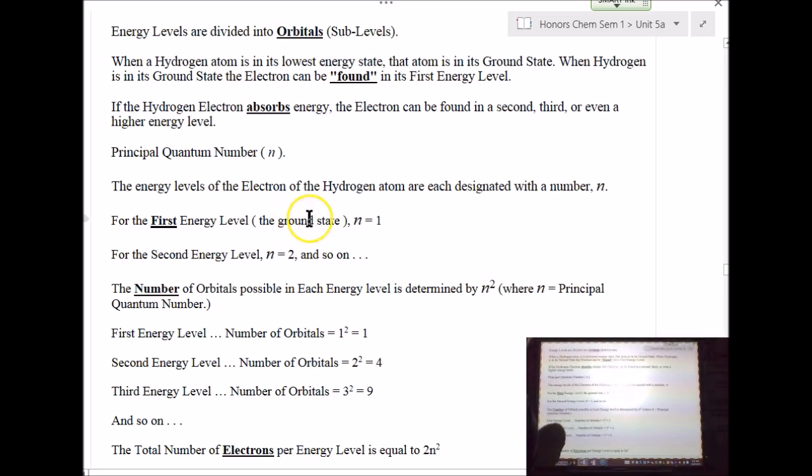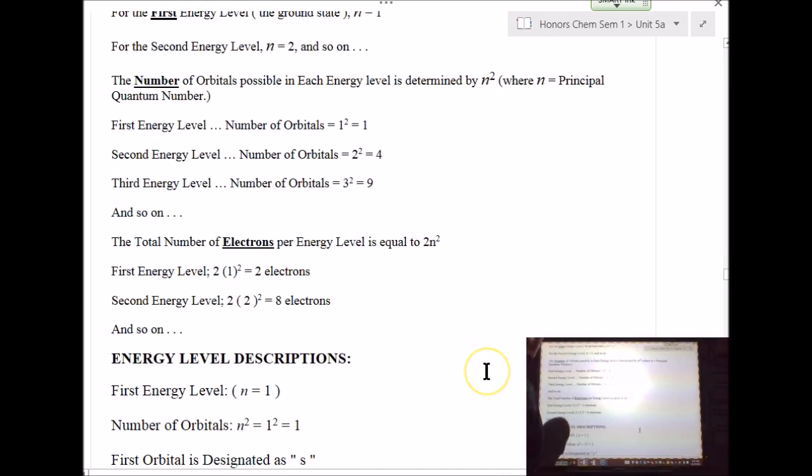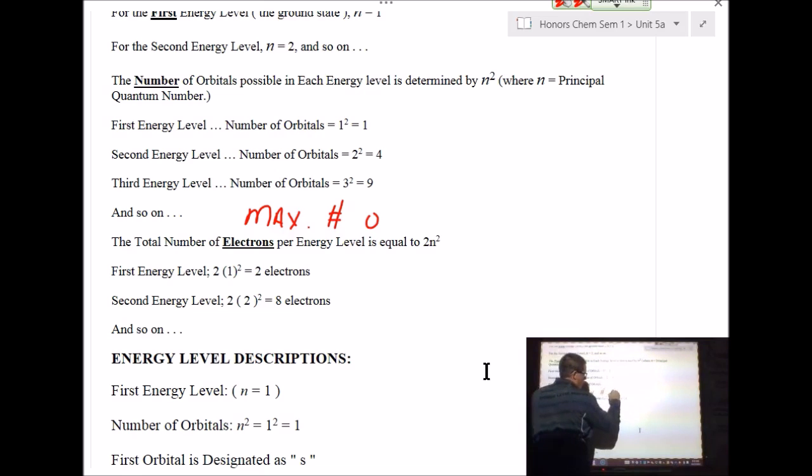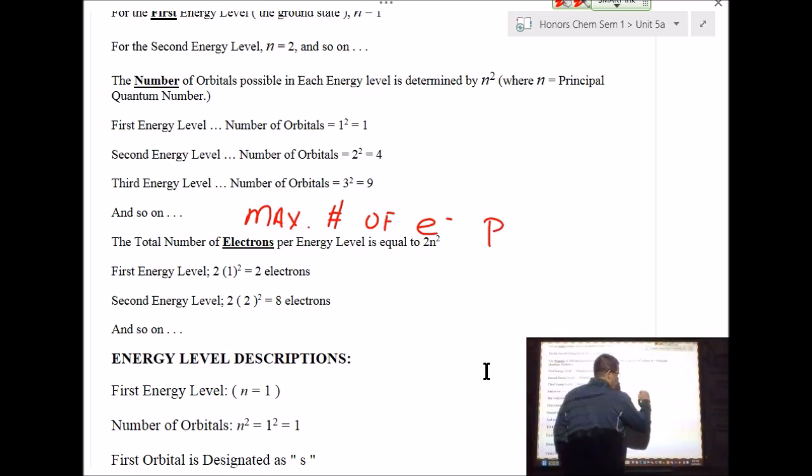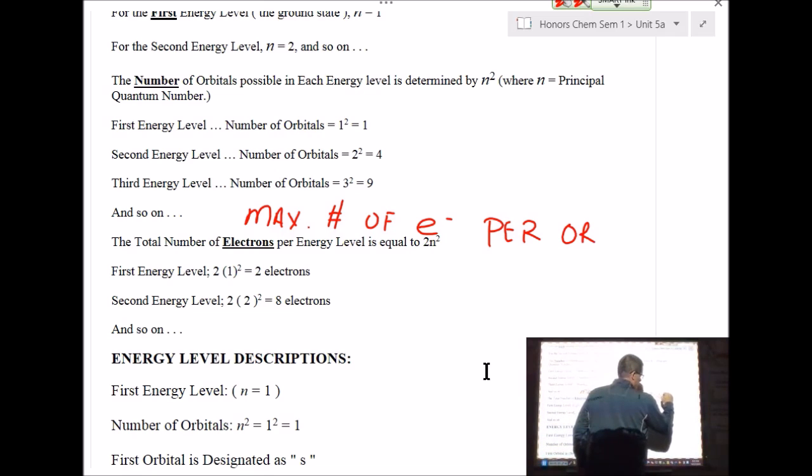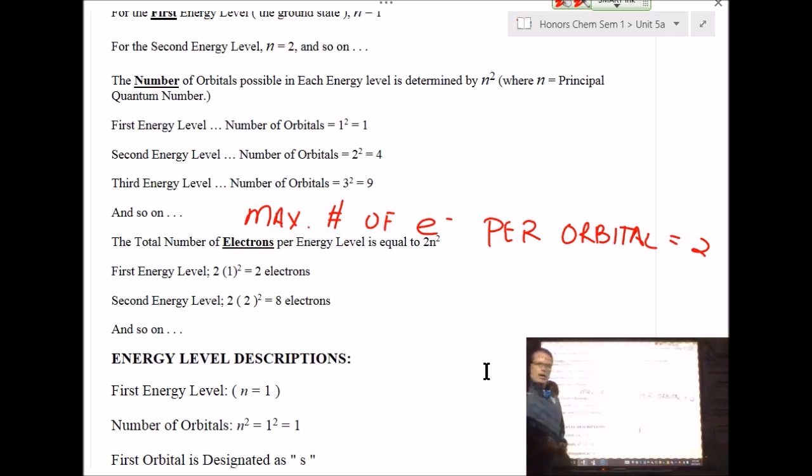Okay? In each orbital, there is a maximum number of electrons. The maximum number of electrons is 2 per orbital. So the maximum number of electrons per orbital equals 2. Okay? So no more than 2 electrons per orbital. I don't care how complex it is or how simple it is.